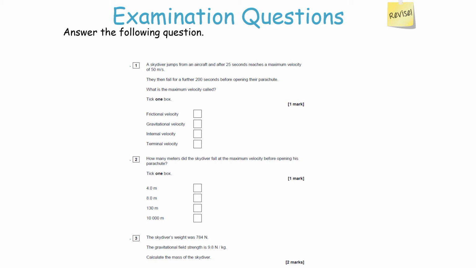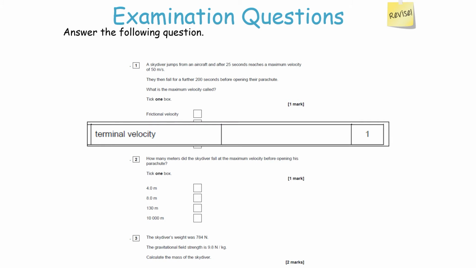Right, so the first one, it's a one marker, so straight away we know it's just a key fact. So what do you call the maximum velocity of a falling object? That's a fact you've just got to learn. It's called the terminal velocity.